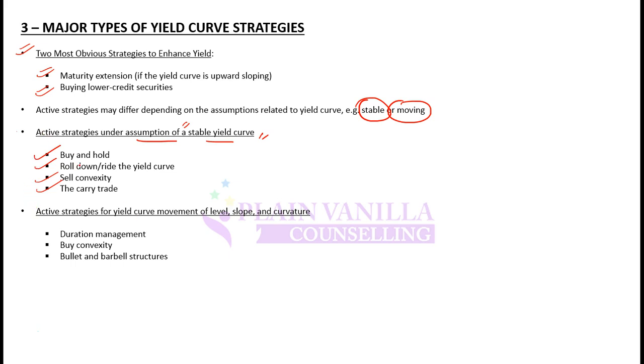If you assume that the yield curve will move, or there will be movement of level, slope, or curvature, you have duration management, buy convexity, and bullet and barbell structures. We will discuss all of this in detail shortly, but from all of this, remember this: you will sell convexity or want to reduce convexity when you expect a stable yield curve, and you will buy convexity or add convexity when you expect change in level, slope, or curvature. So this is a very important point. Remember this, and remember other strategies as well.